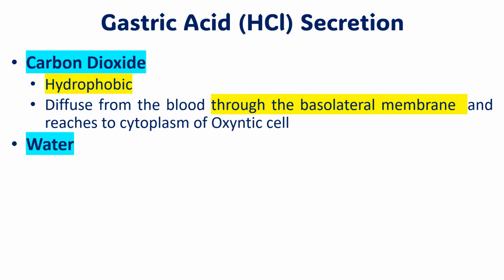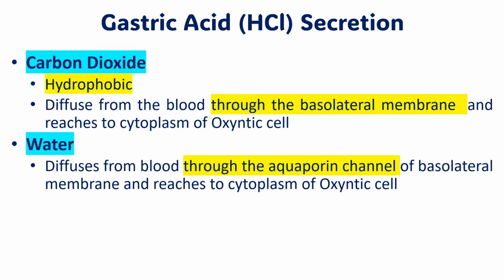The second one is water, which also comes from the blood through the basolateral membrane, but through a different channel called aquaporin. Aquaporin is a channel normally responsible for water transportation. We have different types of aquaporins, 7 important ones, and different cells have different types of aquaporins. Here, the aquaporin channel diffuses water from the blood through the basolateral membrane, and that water also reaches the cytoplasm of the oxyntic cells.